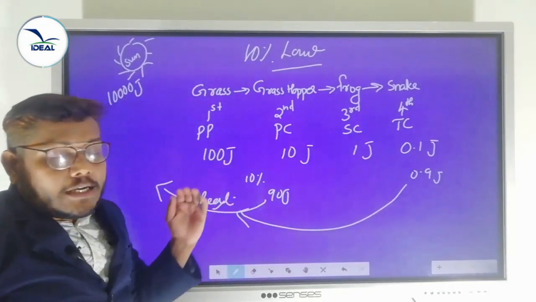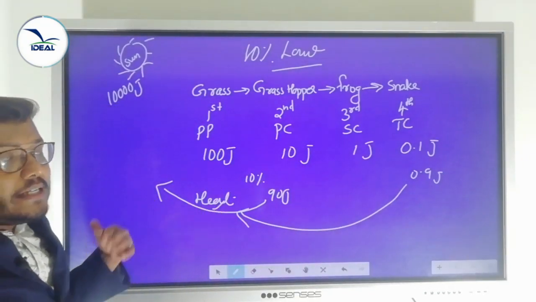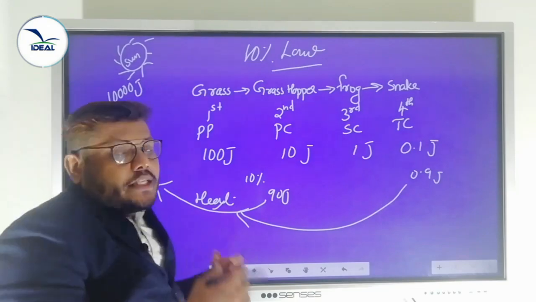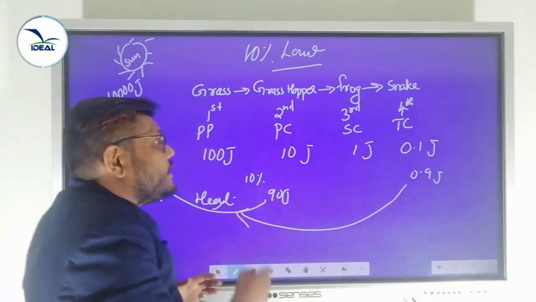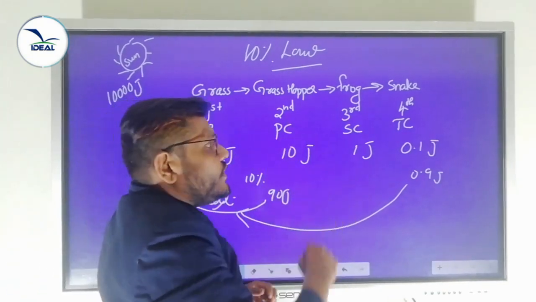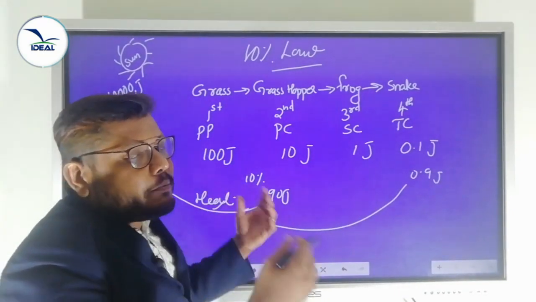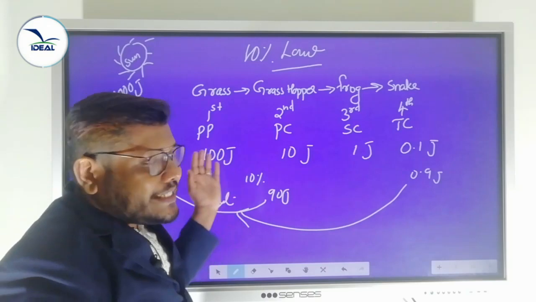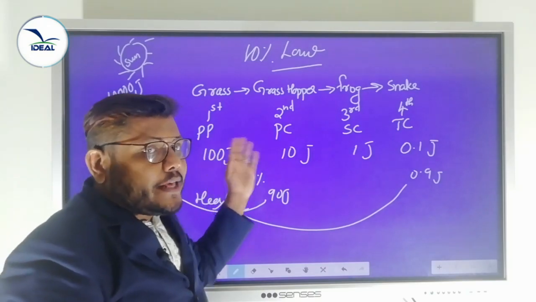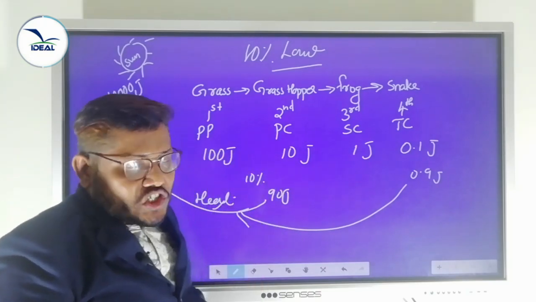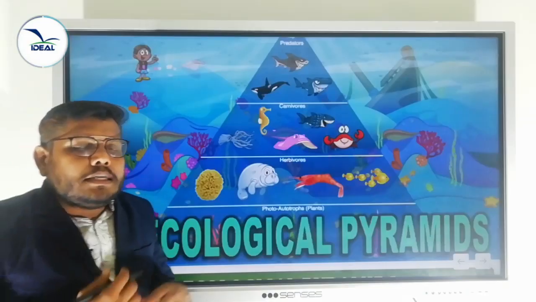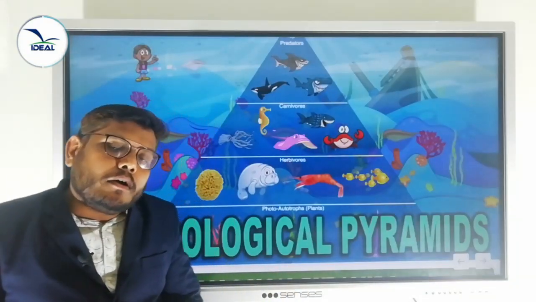So this is called Lindeman's 10% law. What is Lindeman's 10% law? Only 10% of energy is transferred from one trophic level to the next trophic level. That is given by Lindeman. That law is called the 10% law. This is one example showing that energy flow in an ecosystem is unidirectional. Is it clear? Next we are going to discuss the ecological pyramid.